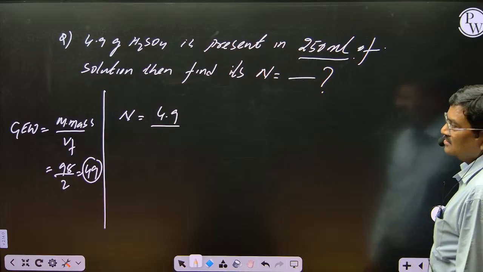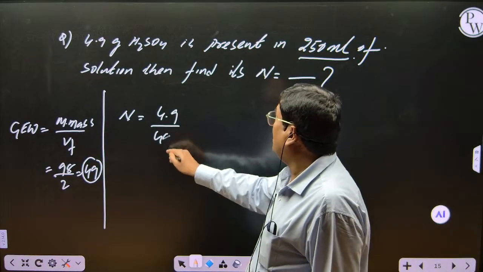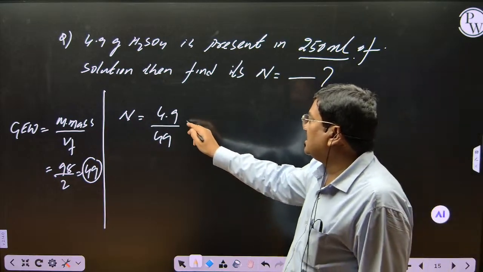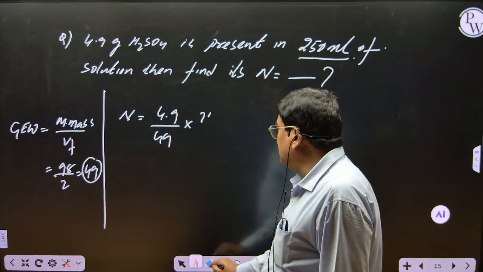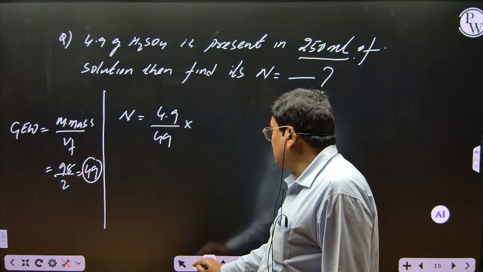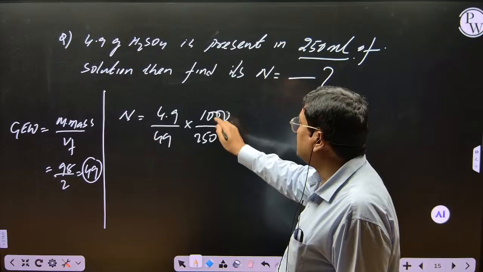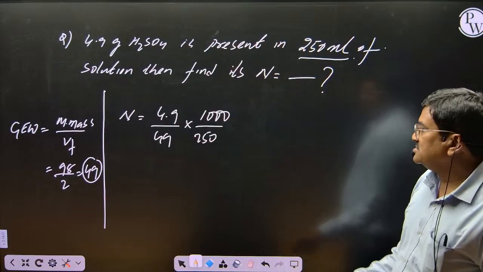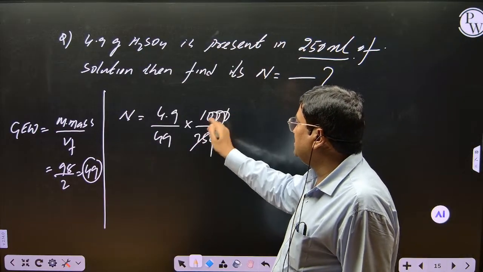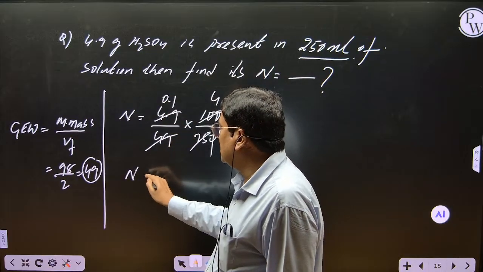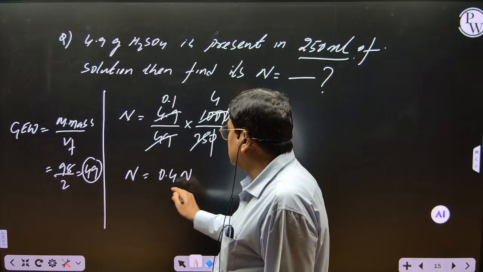49 into volume. Volume is given in how many ml? See, this is not in liter. 250 ml is given, so you have to convert this 250 into liter. That means 250 on the denominator with 1000. 250 when you divide with 1000, 1000 goes to numerator. Understood? This 0 gets cancelled. 25 will cancel by 4. This will cancel to 0.1. So what should be the answer? 0.4 normal should be the answer.